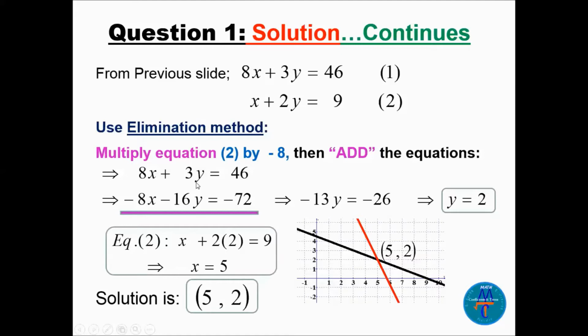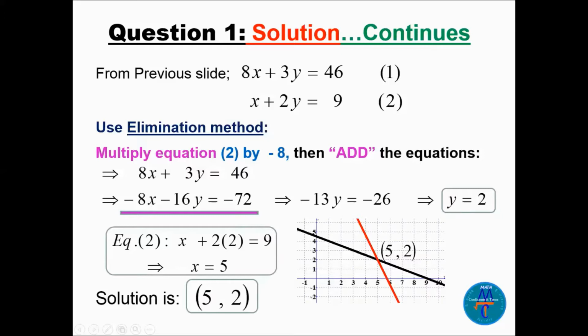So the first equation stays the same. Second, multiply minus 8 with x, minus 8 with the 2y, minus 8 with the 9. Remember to multiply on the other side also. So when you add these equations, now x will be eliminated. 3y minus 16y will be minus 13y. 46 minus 72 will be minus 26. If you divide by minus 13, y will be 2.